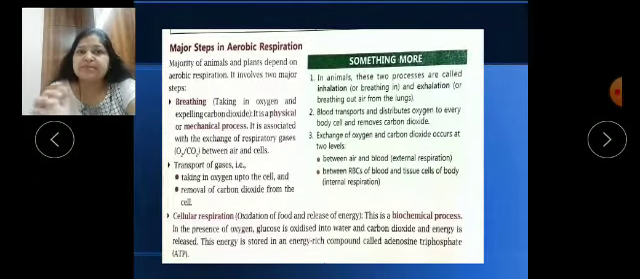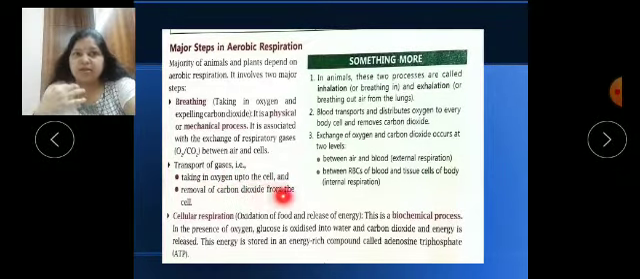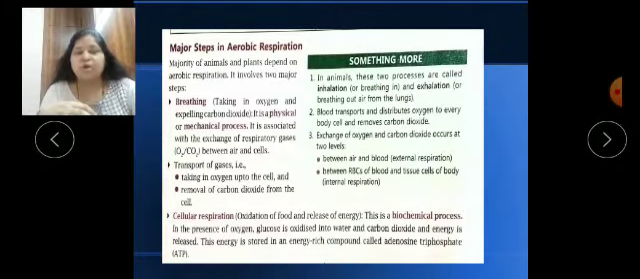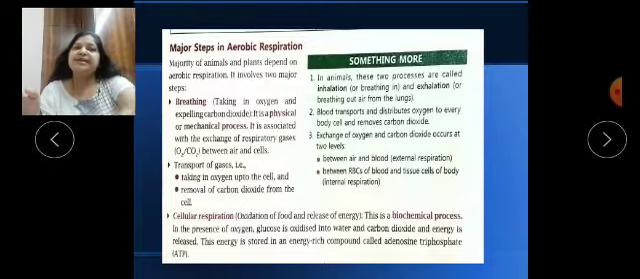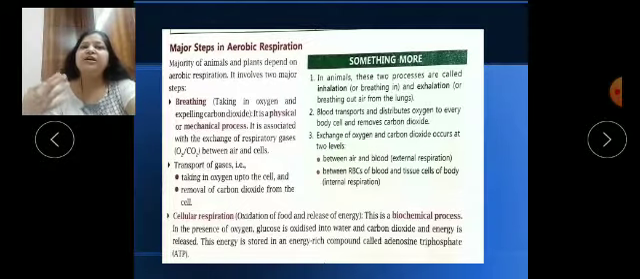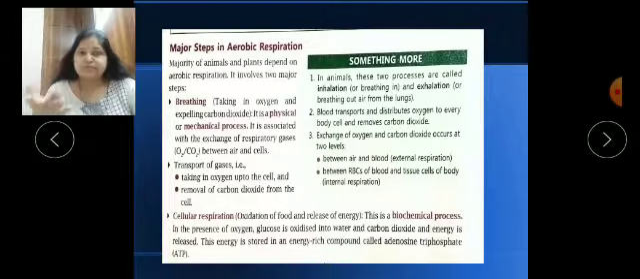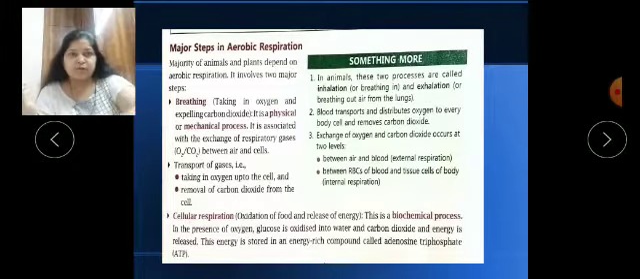Now the second part is transport of gases. We take in oxygen up to the cell. Whatever oxygen we inhale reaches, through the blood, all the blood cells throughout our body. In the same way, all the cells remove the waste product, carbon dioxide gas, and give it to the lungs, the alveoli part, so that it is exhaled from our nostrils, the nose part.